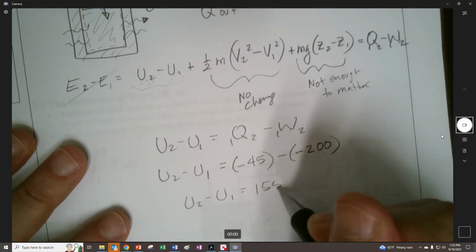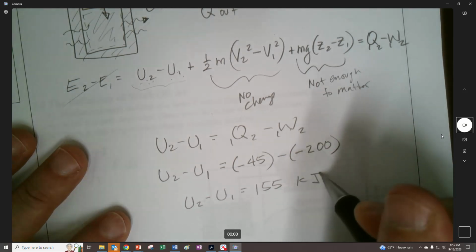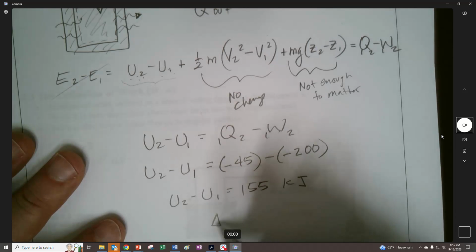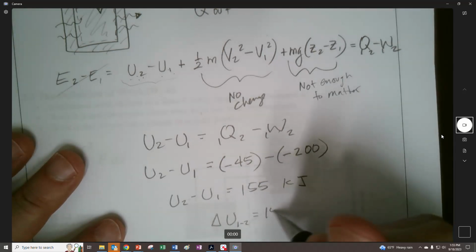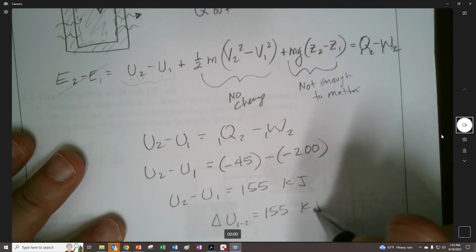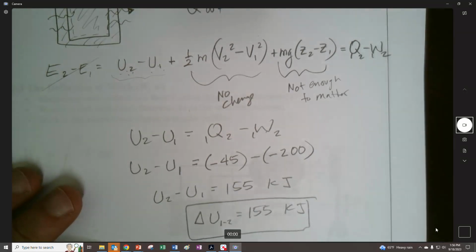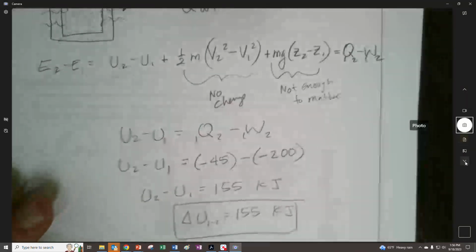So that's what is being demonstrated in this example. And so you could say that the change in internal energy from state 1 to 2 is going to be 155 kilojoules. And that's all we have for this example.